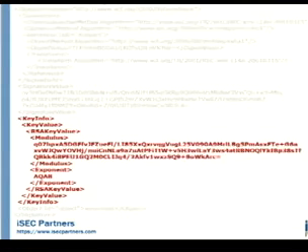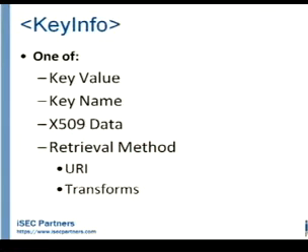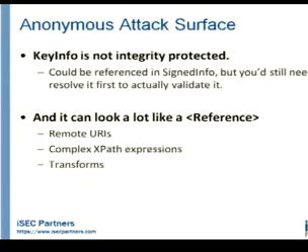This is just a naked RSA key, but you can also have a key value, a key name, an X509 certificate, or you can have a retrieval method, and the retrieval method can be specified by a URI and transforms. So this isn't protected because you could sign it, but you would still need to get a key to see if it was signed correctly. And it looks a lot like a reference.